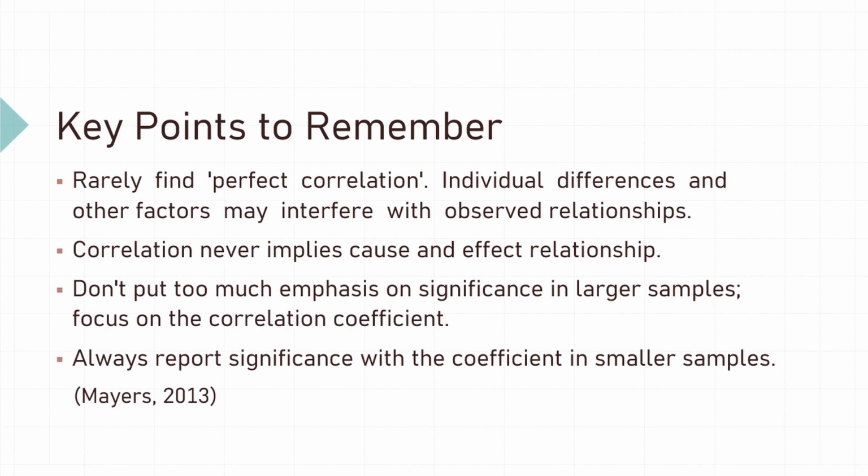Key points to remember. We rarely find perfect correlation. Individual differences and other factors may interfere with observed relationships. Correlation never implies a cause and effect relationship. Do not put too much emphasis on significance in larger samples. Focus on the correlation coefficient. Always report significance with the coefficient in smaller samples.